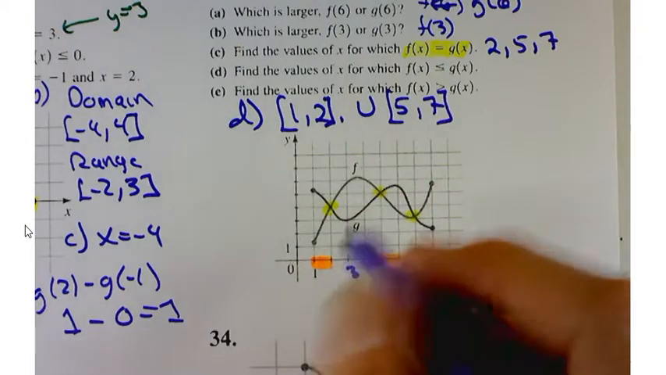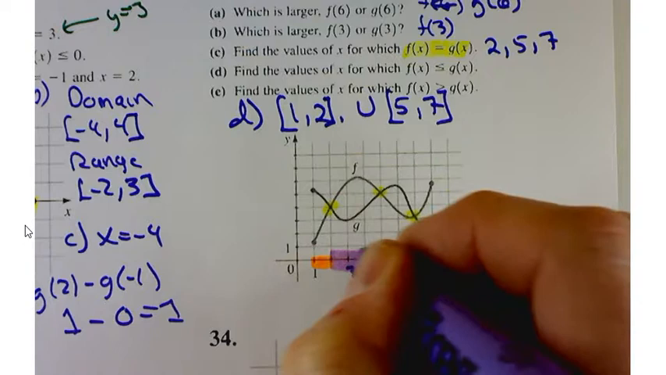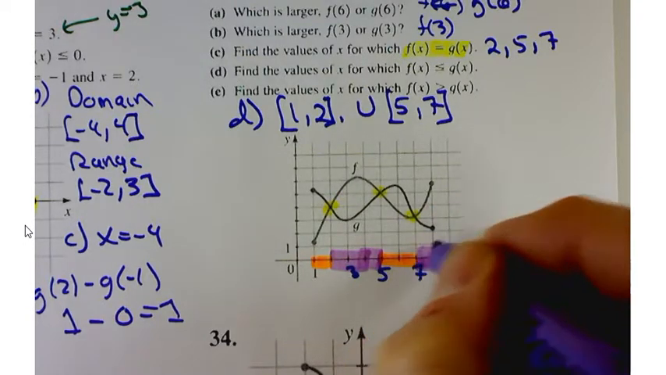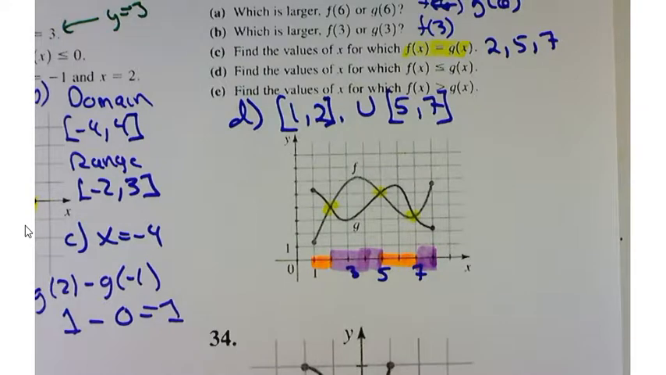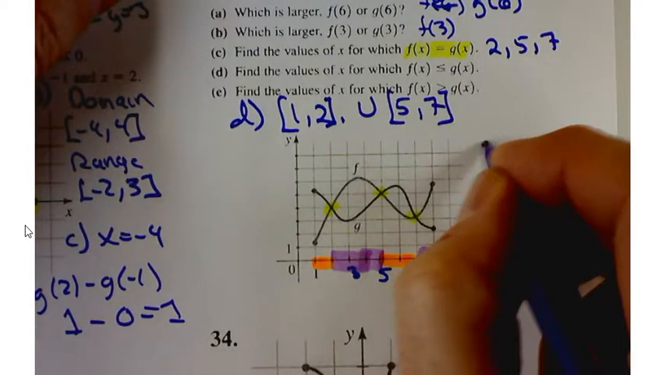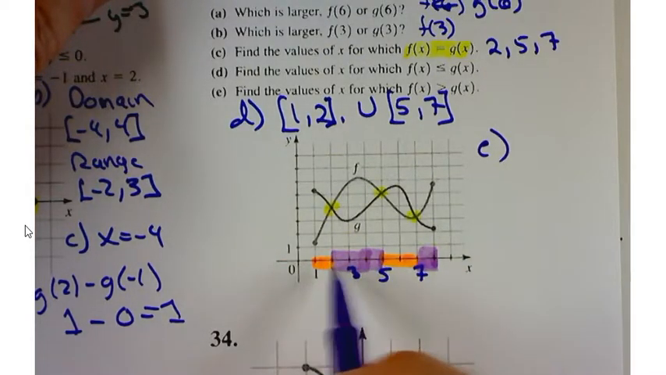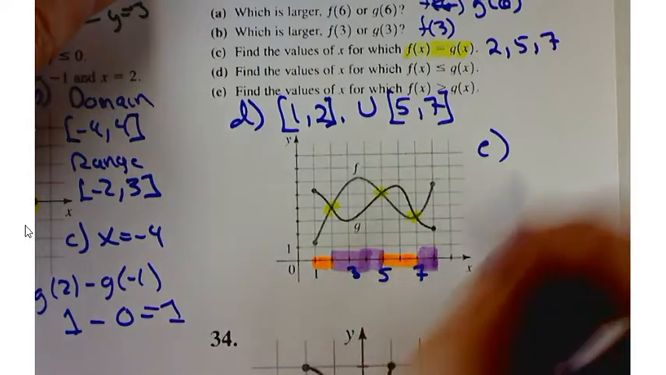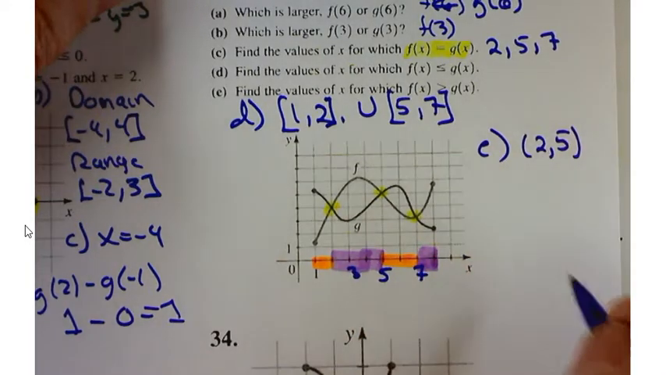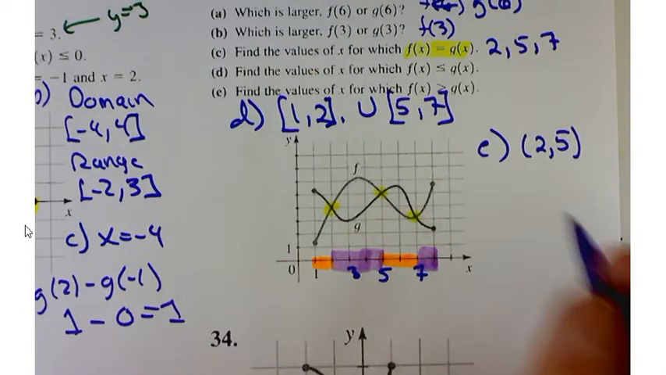That's going to happen here in this interval. And here in this interval. So again, we have to be a little bit careful with the brackets versus parentheses stuff. In this interval, what do I want to include? 2 and 5 with parentheses. Okay. Union.